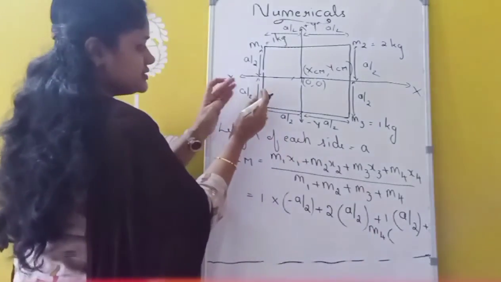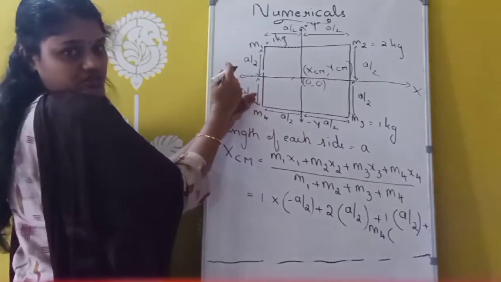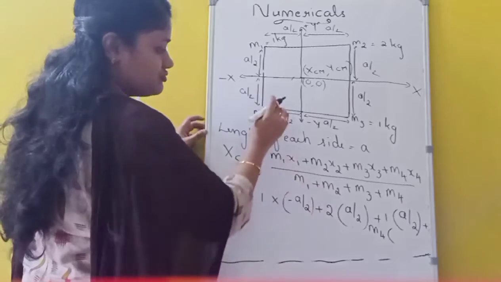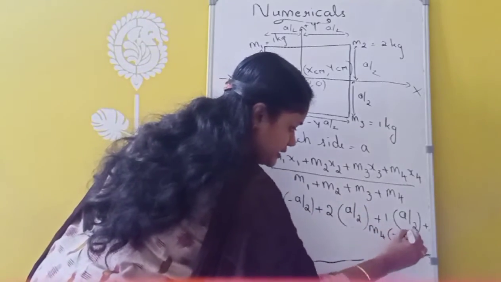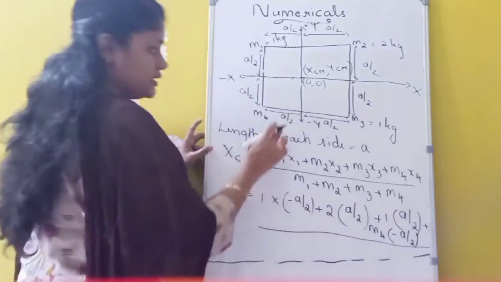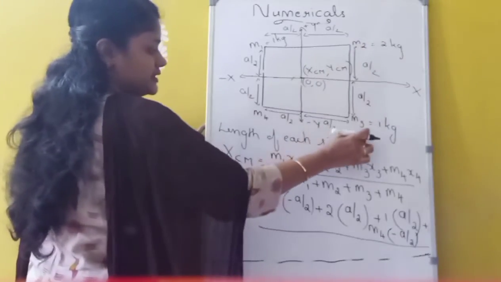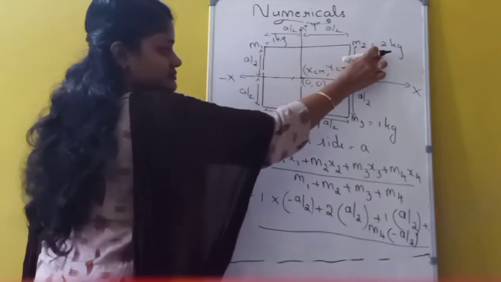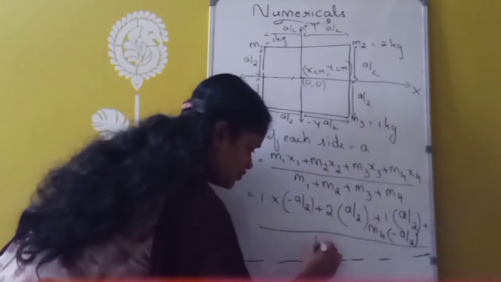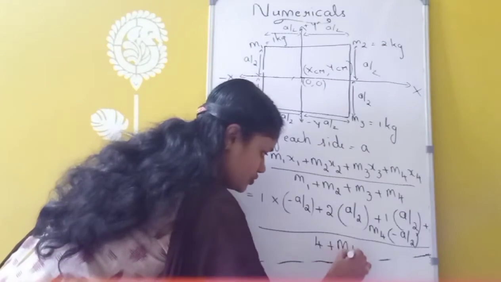M4 into, this M4 comes on the left of the origin. How much distance? A by 2. So it is taken as minus. So M4 into minus A by 2, the whole divided by M1 plus M2 plus M3 plus M4. That is 1 plus 2 is 3, 3 plus 1, 4. 4 plus M4. So you can write as 4 plus M4.